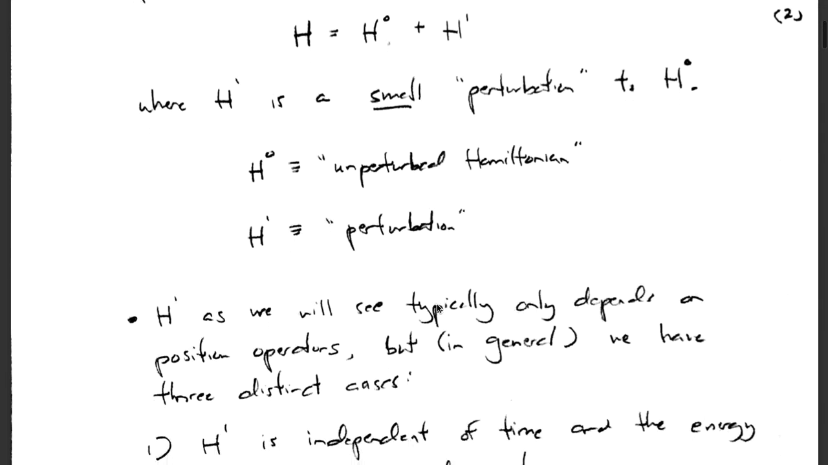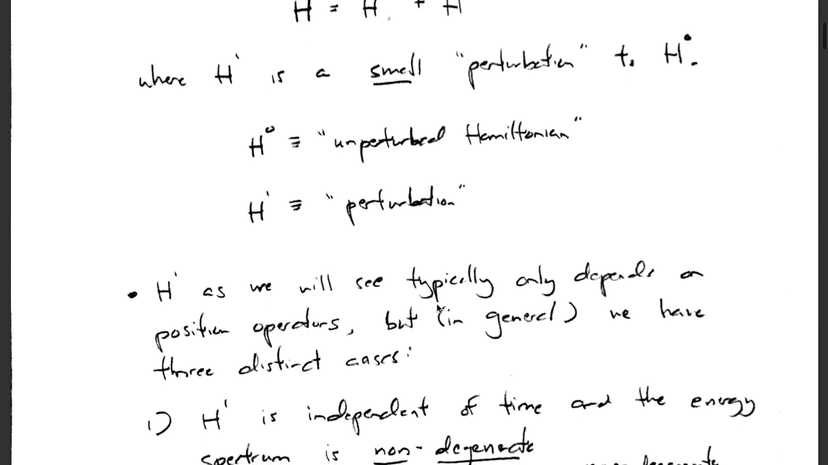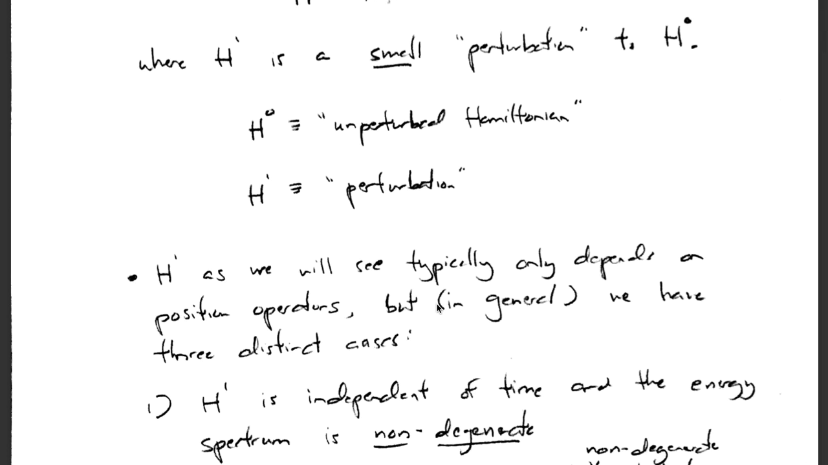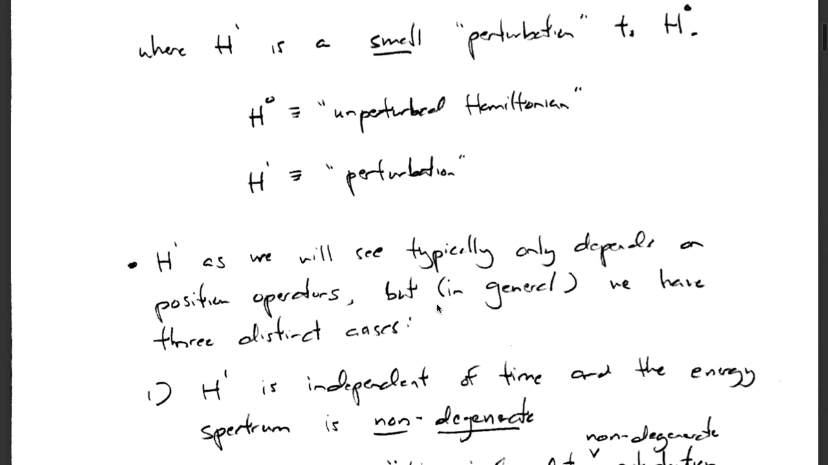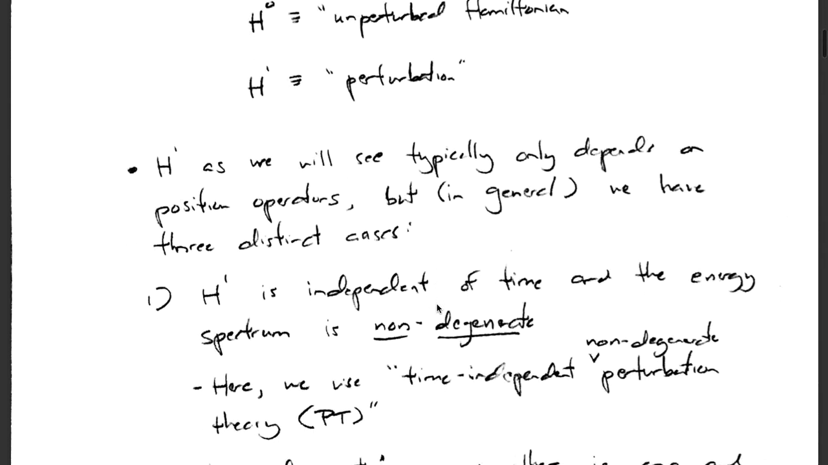Typically, 99% of the time, we're going to only consider cases where H1, the perturbation, only depends on the position operators. Okay, but even in that case, where we restrict ourselves to position operators or functions of position operators, H1 can take several different forms, and we're really left with several types of situations that we have to deal with.